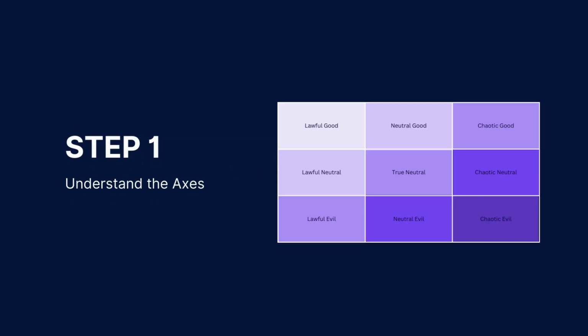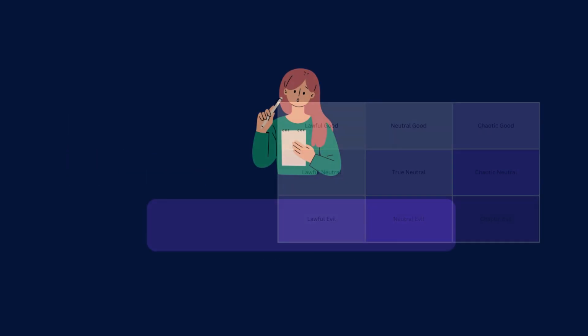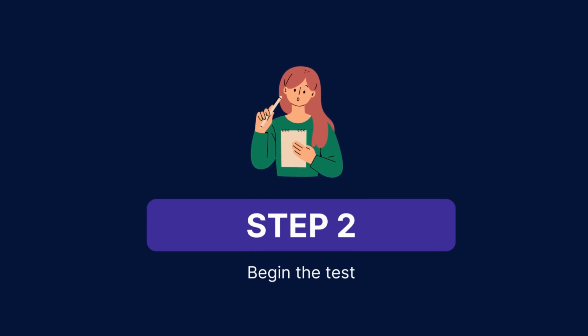To use our free alignment chart test, follow these steps. Download our alignment chart test from the Carepatron platform, which you can find in the link in the description. Familiarize yourself with the two primary axes, good versus evil and lawful versus chaotic. Begin the test. Start the test by answering questions, scenarios, or prompts. These questions are designed to gauge your values and beliefs.